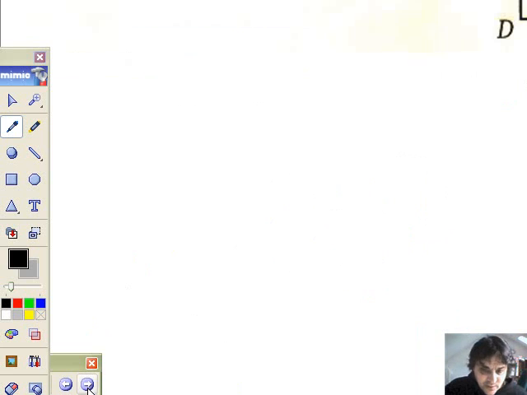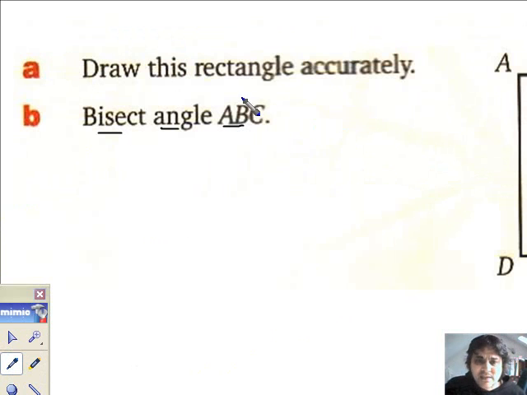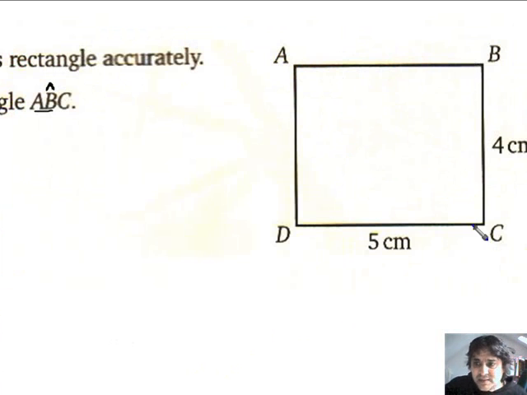And I fancy doing question 7. There it is. It says draw this rectangle accurately. No, I'm not going to do that because it's there for us. I'm not going to just draw a 5 by 4 here. It's just a waste of time. What I want to focus on is this: bisect the angle ABC. What does that mean? It means angle B, ABC. This angle wants to be cut in half.